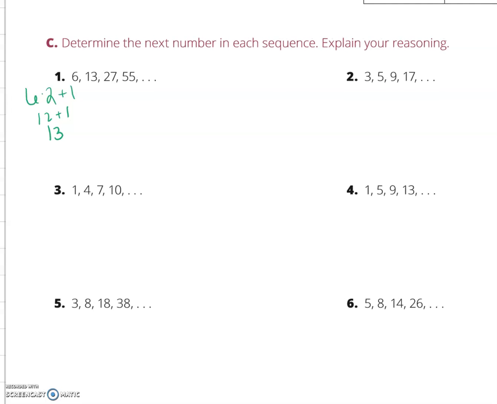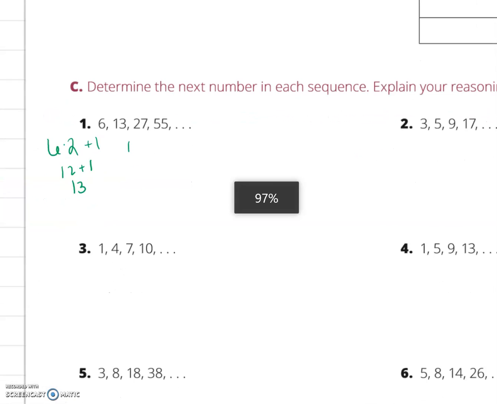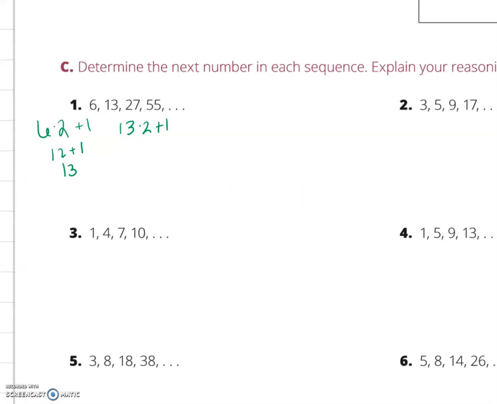So now what you need to do is see if that pattern works for the rest of your values. So see if you can take 13 times 2 and add 1. So 13 times 2 would be 26 plus 1, which would be 27, which is your next number. Let's see if it works one more time. So take 27 times 2 and add 1. 27 times 2 would be 54, plus 1 would be 55, which is your next number. So that more than likely is our pattern.